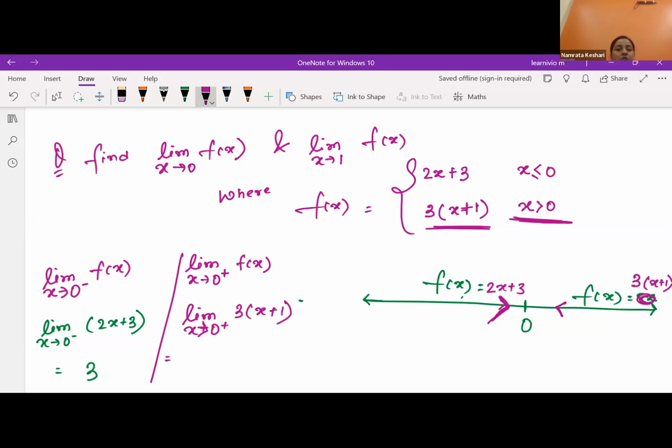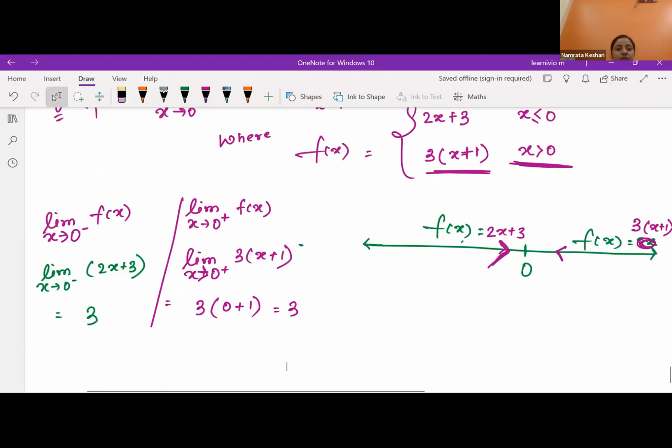Here at the place of x we will substitute 0, and what are we going to get? Just 3. That means we can see towards the left of the 0 or towards the right of the 0, the function is approaching the same number, that is 3. Making sense? Yes, ma'am.